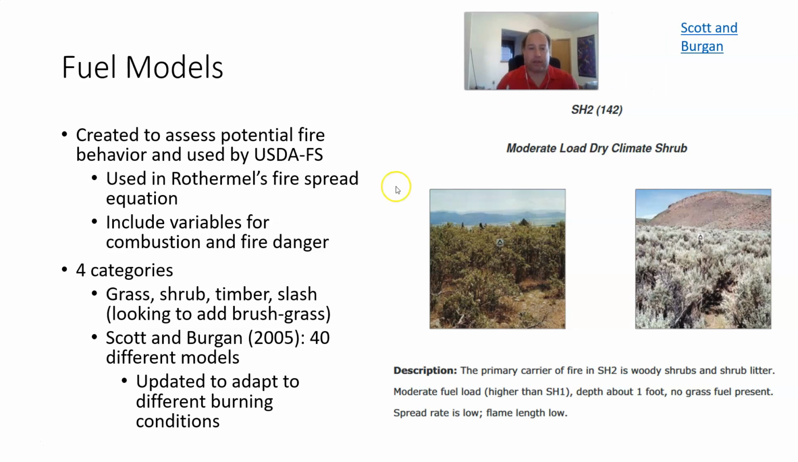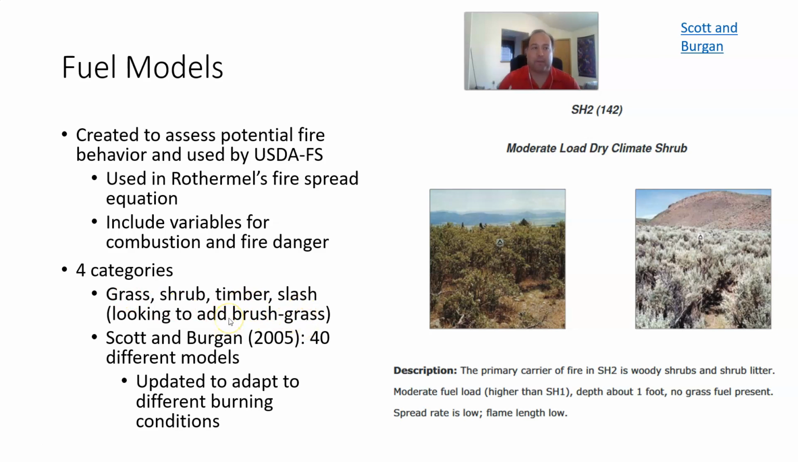I'm going to focus on the Forest Service right now. You can pause the video right here and click on the link. It's to a Forest Service publication that covers the different fuel models, the Scott and Burgan fuel models that are used currently by the Forest Service. There are 40 different models used right now. They're broken into 4 different categories: grass, shrub, timber, and slash.